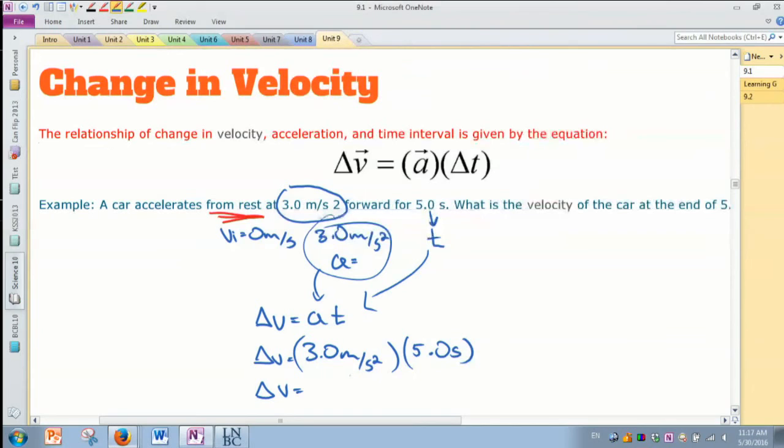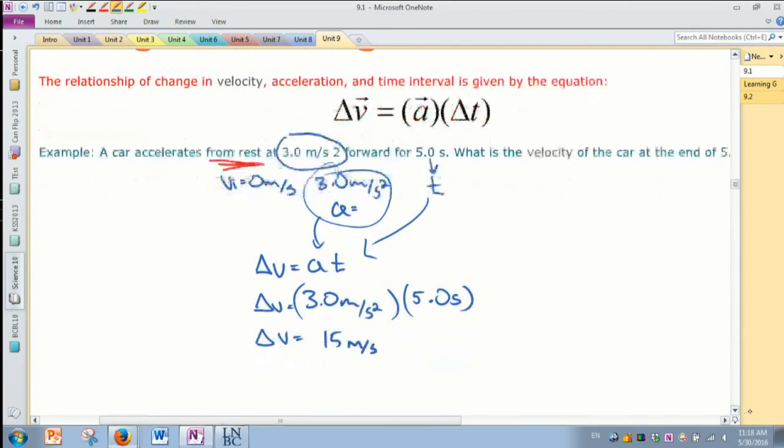If I kept doing that for 5 seconds, I would end up at 15 meters per second. So if I started at 0, each second I increased my velocity by 3. I did that for 5 seconds. If you just think about it in your head, you start at 0, 3, 6, 9, 12, 15. 5 seconds later, you're at 15. If you do the actual calculation using the formula, you're going to end up with the same thing. Now I don't have a direction, so I just leave it as positive 15 meters per second. My change in velocity is going to be 15.